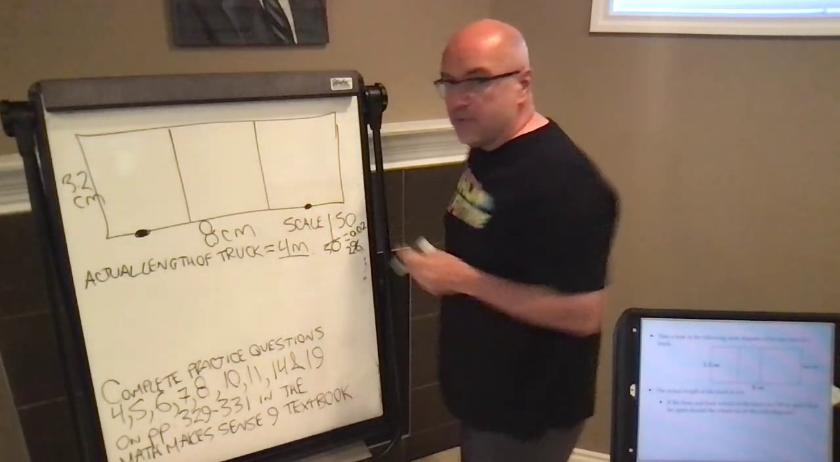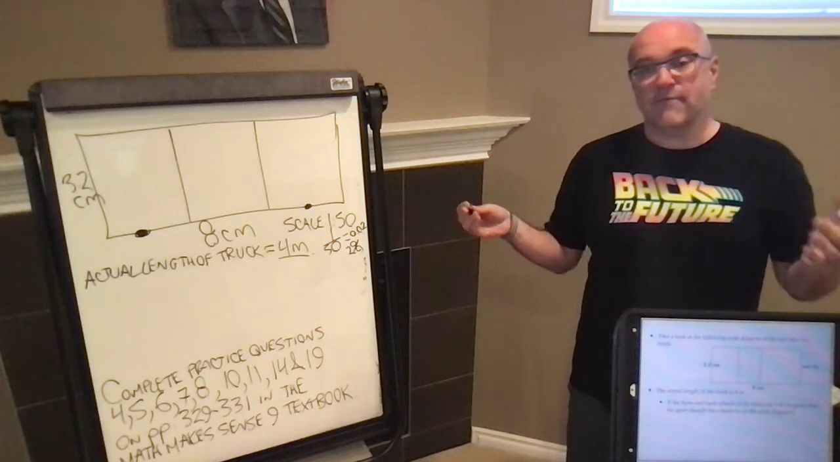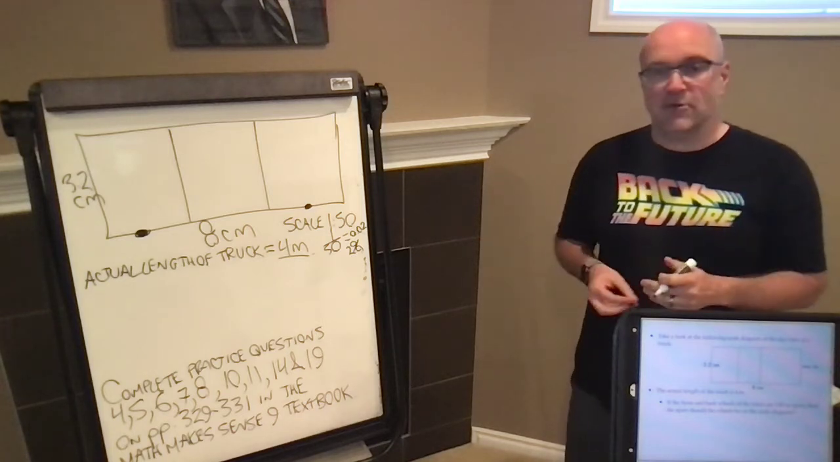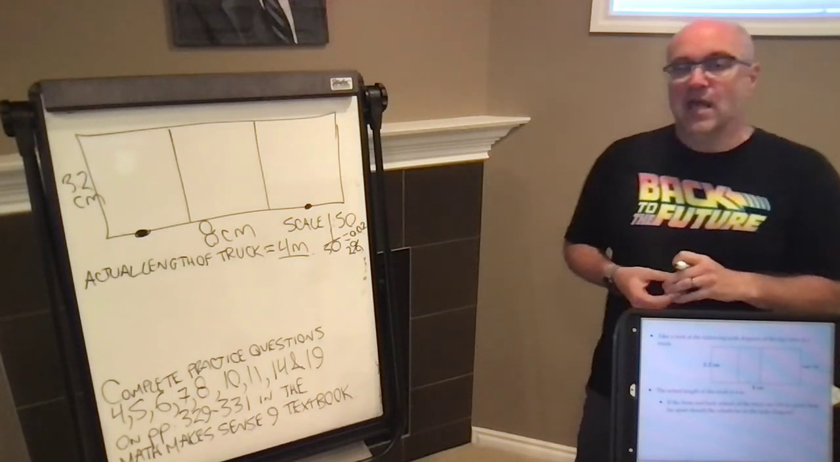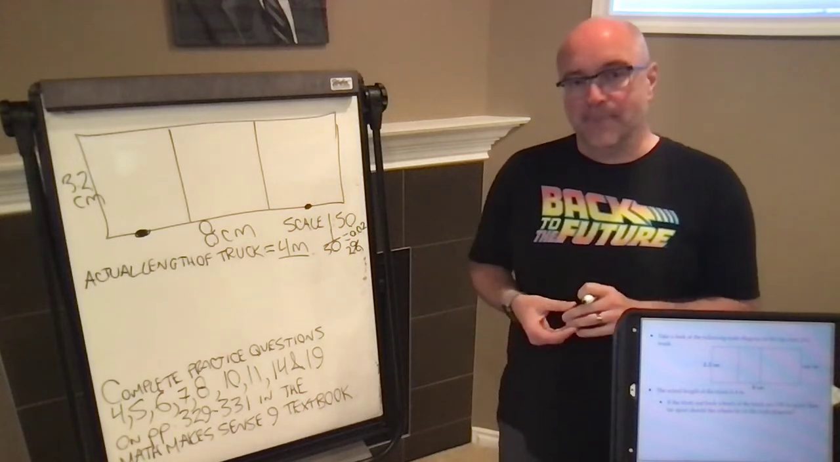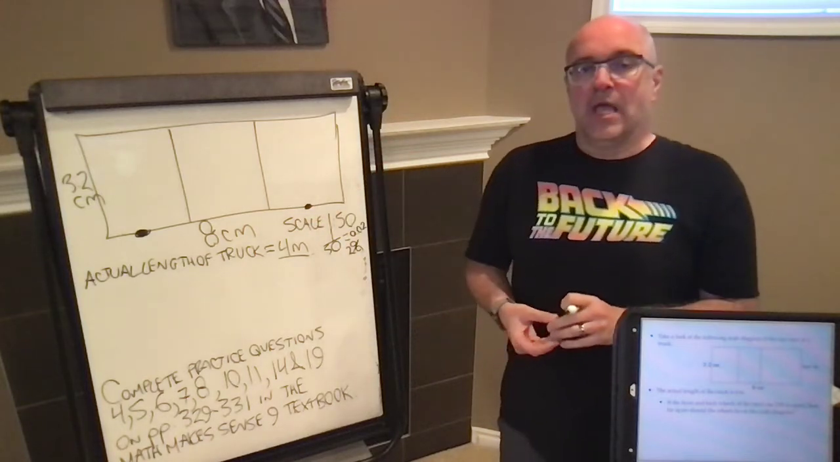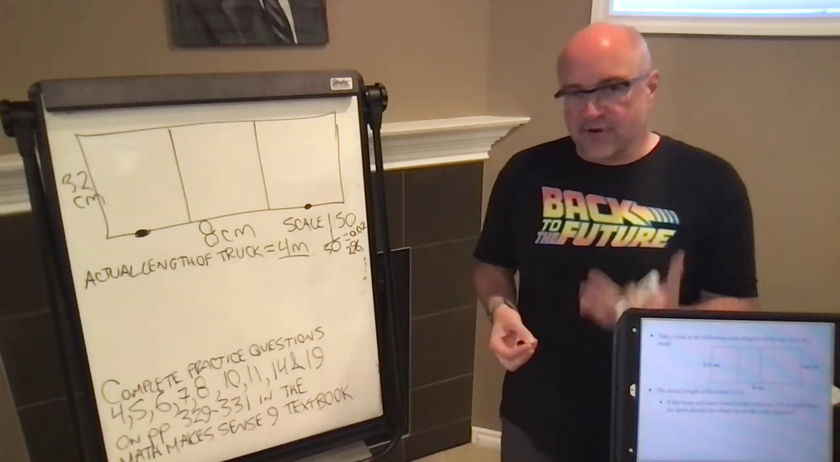The center of the wheels would be roughly there. The question is, if the wheels are actually 3.85 meters apart from each other on the actual truck, and we're using the scale of 1 to 50, how far apart are they going to be on the actual diagram of the truck?